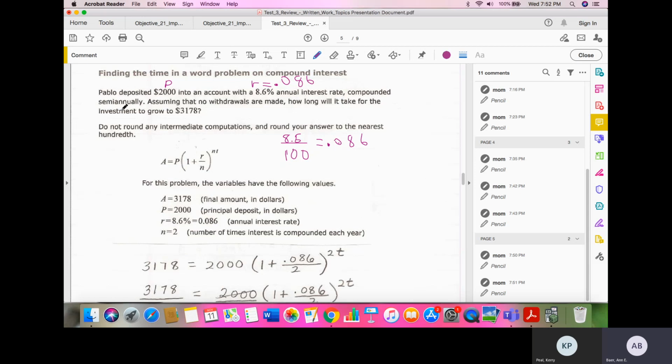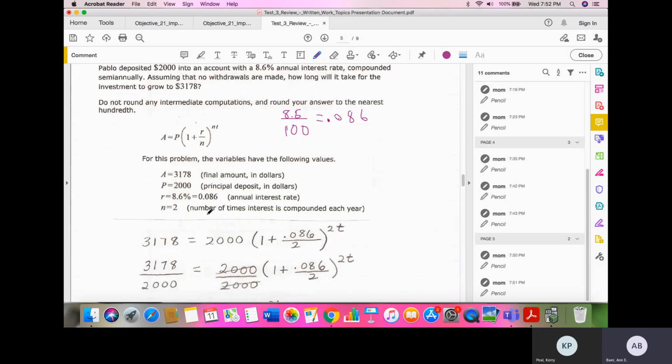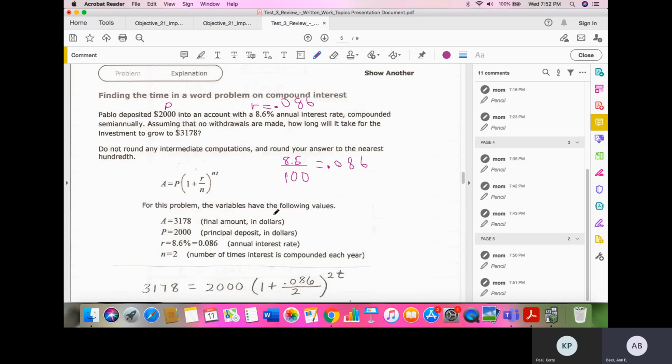Compounded semi-annually. So that would be down here, the number of times interest is compounded each year. Semi-annually means every 6 months, so that would mean that the number of times that interest is paid per year is 2 times. So our N is 2. So wherever N is here, semi-annually means N is 2.